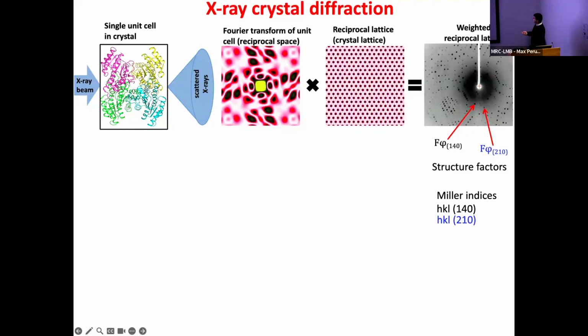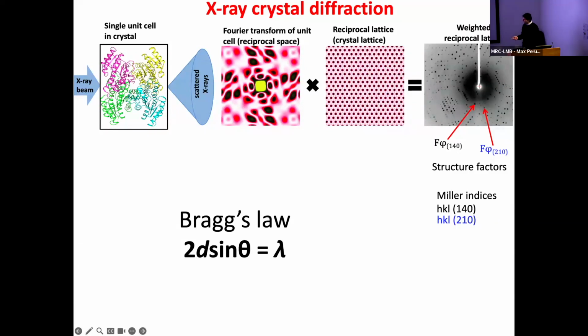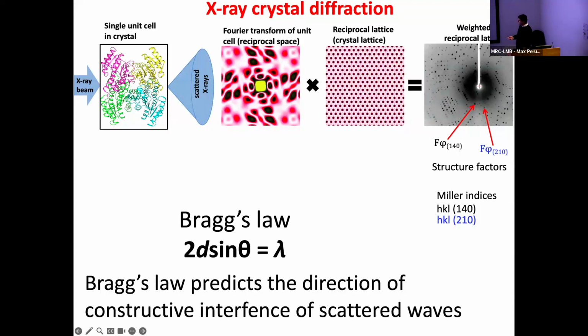These 3 numbers are called the Miller indices, and they are H, K, L, and they are related to the edges of the cell. H is related to the A side of the cell, K is related to the B side of the cell, and L is related to the C side of the cell. How we are able to turn this into the real electron density of a protein is thanks to Bragg's law, which you might have seen before. It's very beautiful and very simple: 2d sin theta equals lambda. What Bragg's law basically predicts is the direction of constructive interference of scattered waves. And now we're going to see what this means.